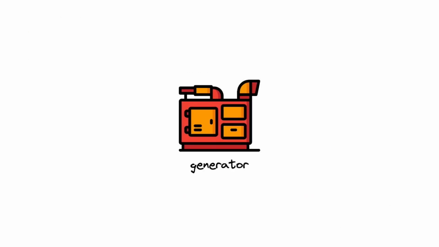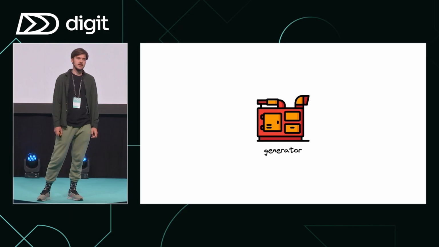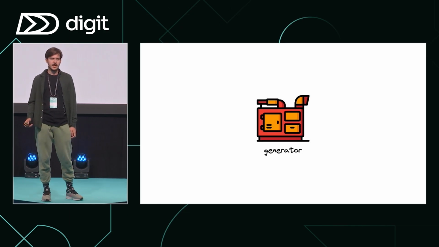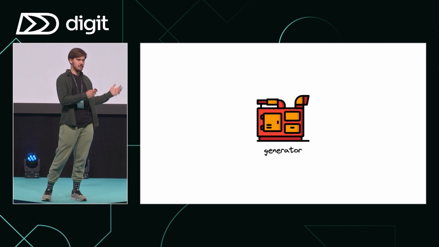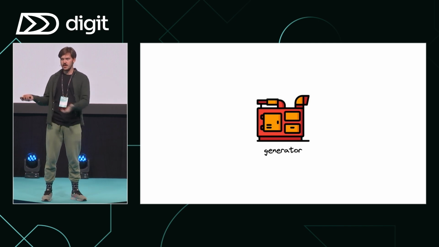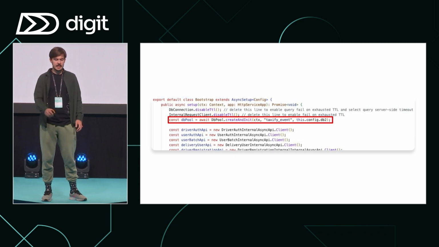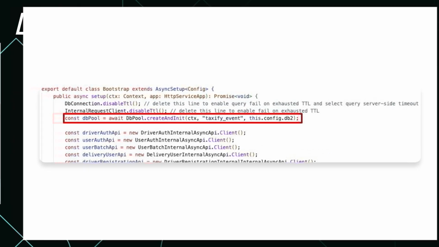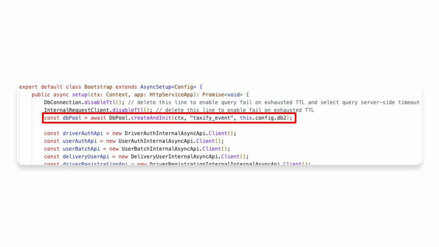So the generator is an internal piece of tooling. It uses static type analysis to analyze our service code, our service definitions. And based on that, it is able to identify patterns and extract some data about our services. And then it takes this data and uses it to generate a bunch of helpful files. So as an example, this is one of the service definitions. And as you can see here, we are initializing a database.